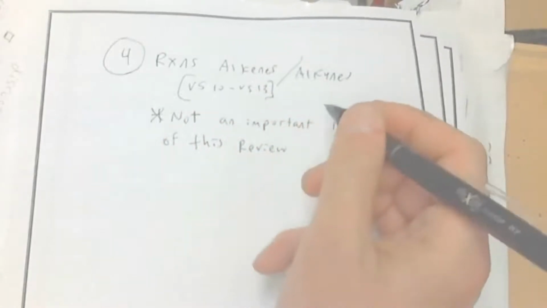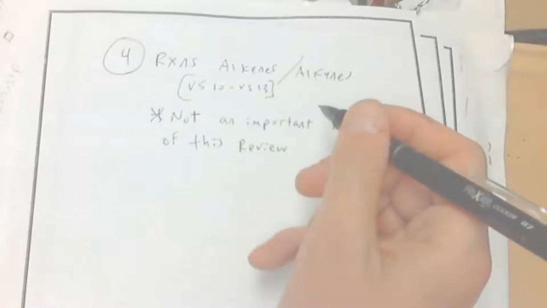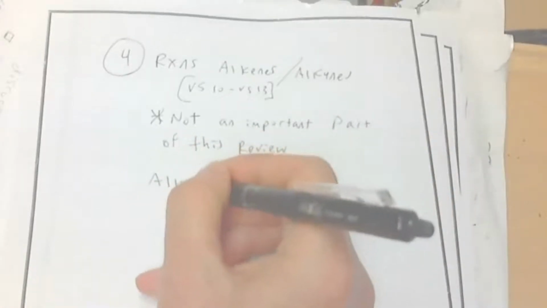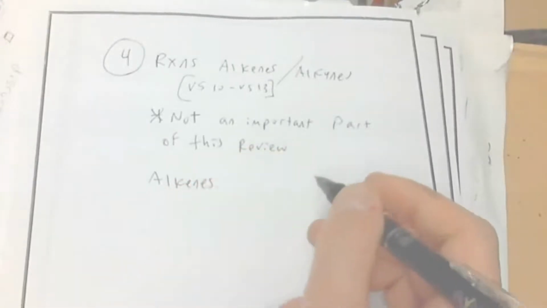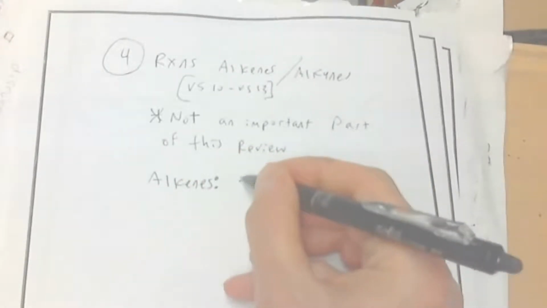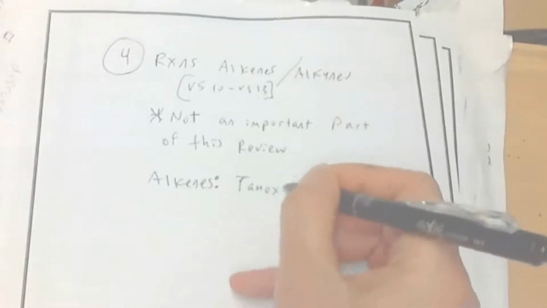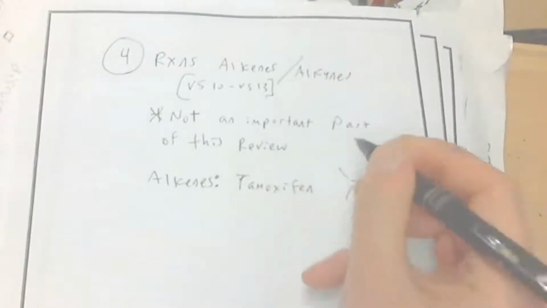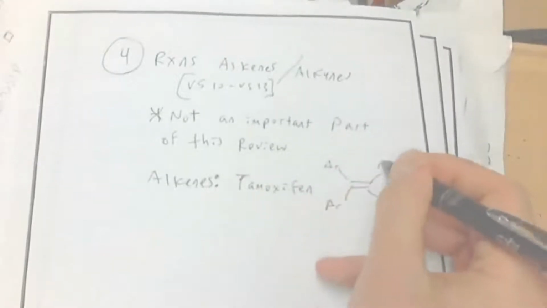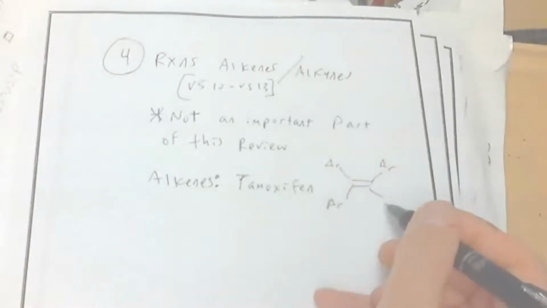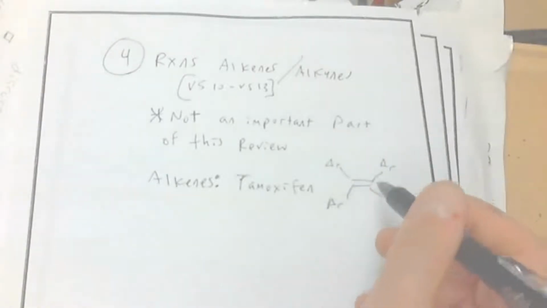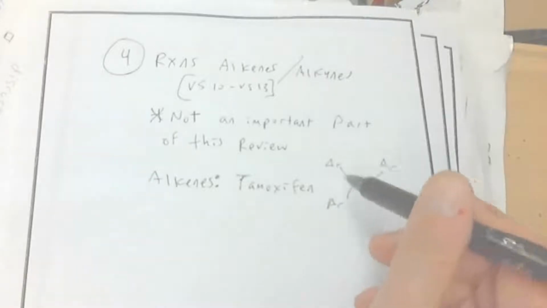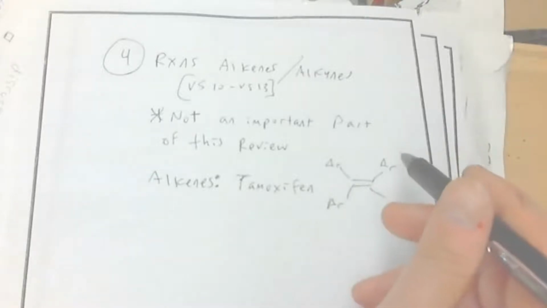But a couple places you've seen them. Alkenes you saw in the synthesis of tamoxifen. Remember, you had a couple of aromatic rings, a methyl or ethyl group over here, and it was an interesting alkene. It's the breast cancer drug, the estrogen receptor antagonist.